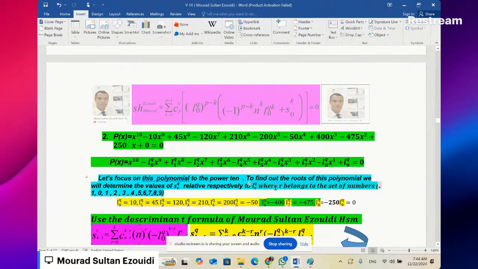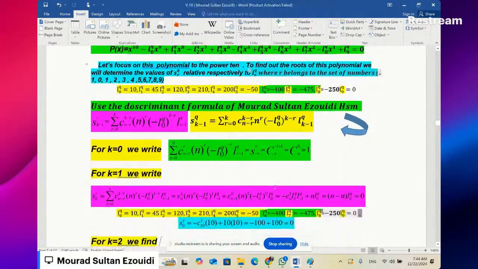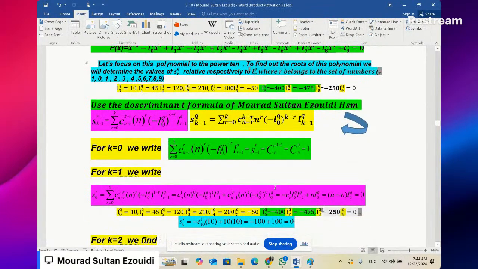First of all, my kids, I'm going to apply the theorem. The theorem, or the formula, is that S subscript k minus 1 over r equals the sum from 0 to k of combination n minus r choose k minus r, raised to the power r, times (negative L0 over q) raised to the power k minus r times L subscript r minus 1 over q. This is the formula of Mr. Mourad Sultan Ezouidi. It's called the discrete formula, because this discrete formula is in fact a kind of coefficient. It will give you the coefficients of your new 10th degree equation.